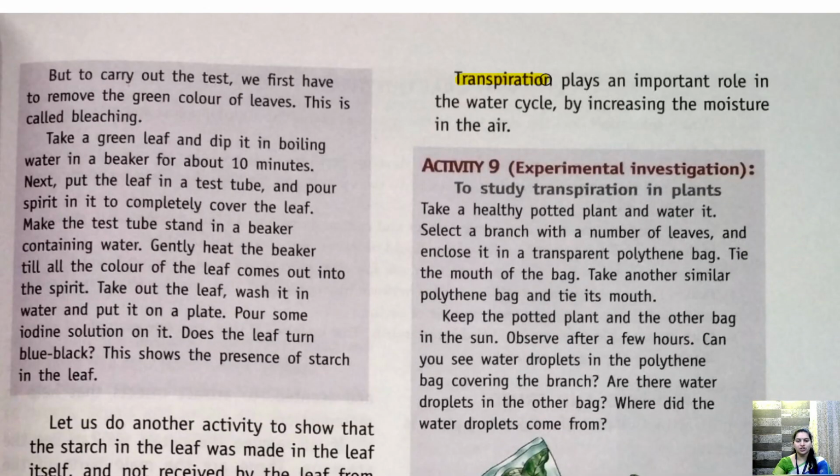So transpiration plays an important role in the water cycle by increasing the moisture in the air. Okay, how it does it? अब पानी आया लीफ पे, सनलाइट पड़ी, तो सनलाइट क्या करेगा? पानी को वेपर में कन्वर्ट कर देगा और वो वेपर कहाँ जाएगा? एयर में जाएगा. तो एयर कैसा हो जाएगा? मॉइस्चराइज हो जाएगा. ओके, सो transpiration is very important.